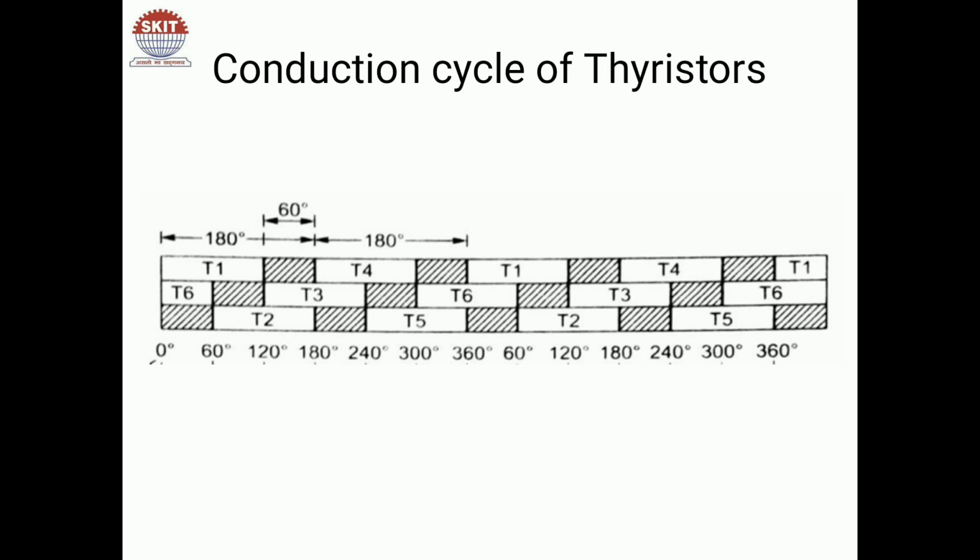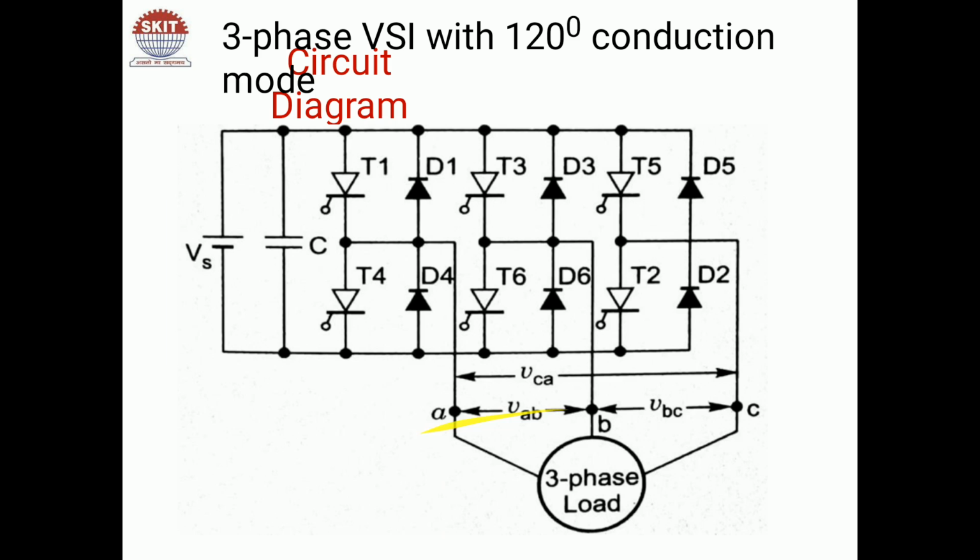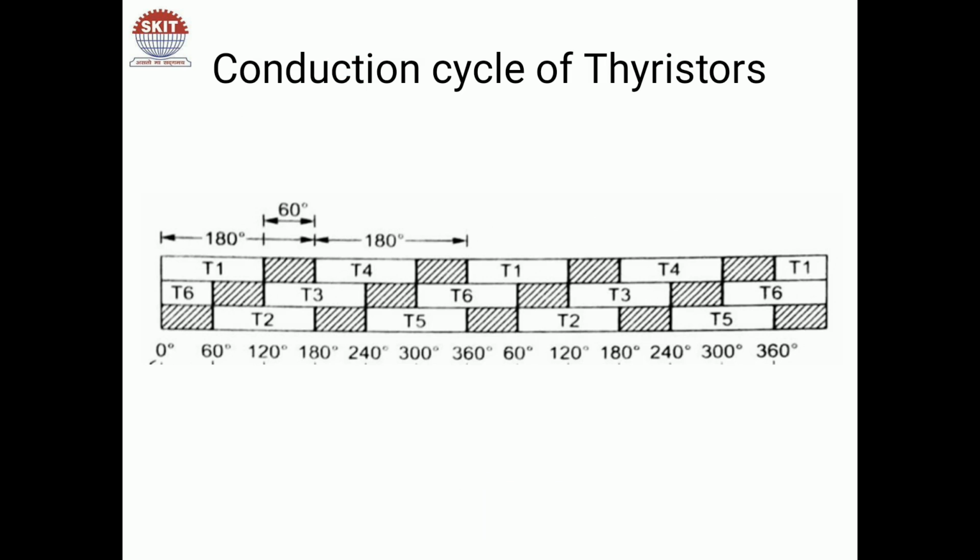Now we discuss the operation of the inverter circuit. The firing pulse is applied at every 60 degrees. So during one output cycle, 6 pulses are applied with an interval of 60 degrees. You can see here that at the interval of 60 degrees the firing pulses are changed. So it can be divided into 6 steps, each step of 60 degrees.